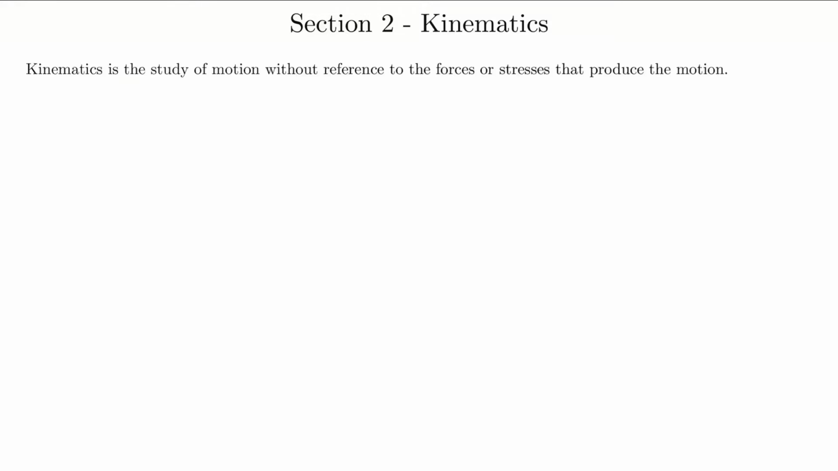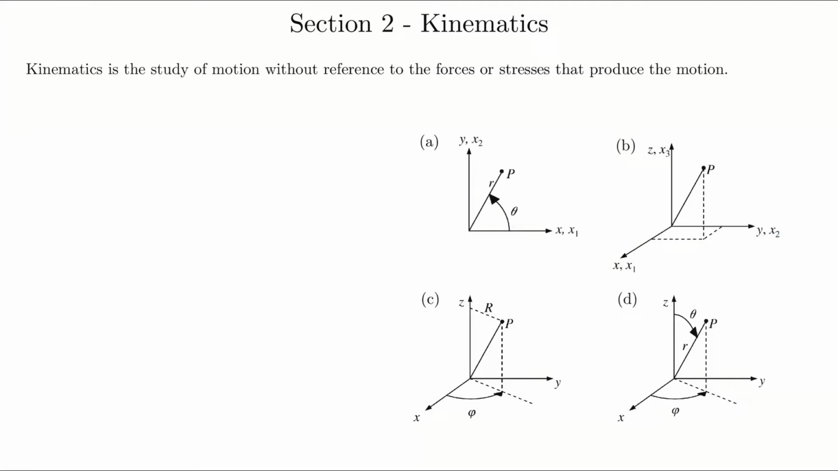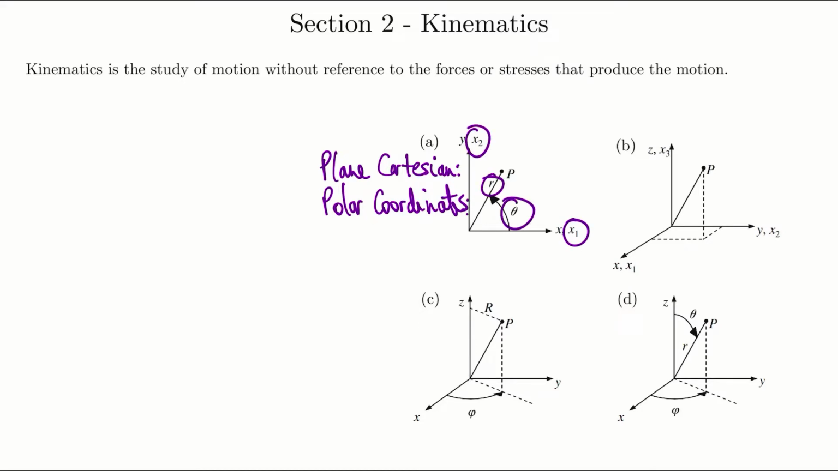And as I mentioned in the intro, this is just going to be the study of the motion without reference to the forces or stresses that produce this motion. So quick introduction on this slide here. It's a reminder about our coordinate systems, so we're all on the same page as we start this section. In A, we have what's known as plane Cartesian or polar coordinates, shown with x and y axes, or x1, x2 there for the plane Cartesian, or as r and theta for the polar coordinates there.